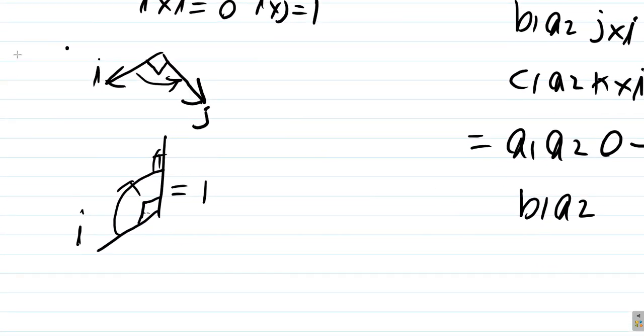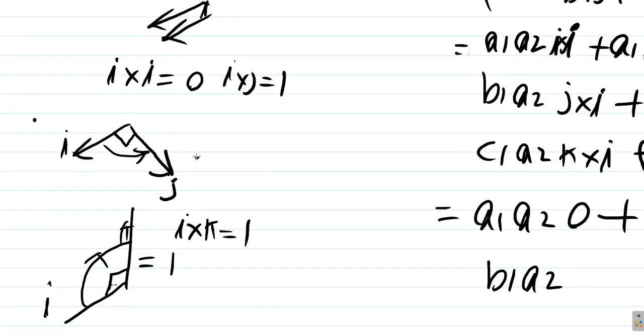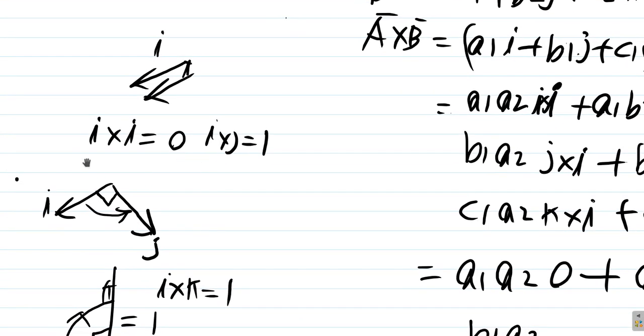Alright, so, oh, I didn't write this down. I cross K equal 1. Good. And we say I cross J is 1. Oh, I cross J is not just 1. If we have I cross J, it's K, because I cross J would be K. It's the vector that is 90 degrees to each of them. But hold on. Yeah. 90 degrees to each of them. Right?